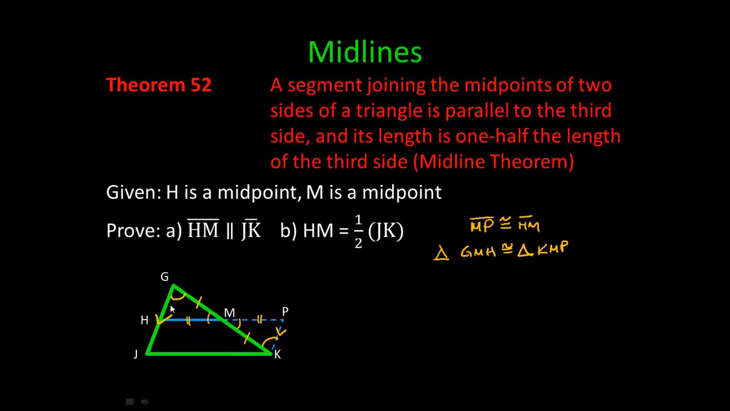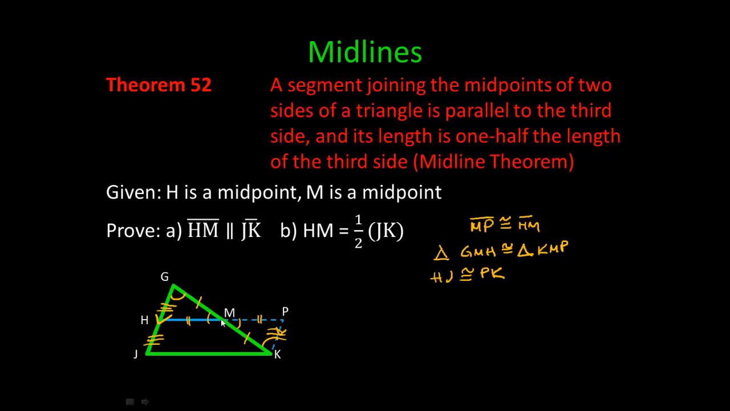We can also say that GH is congruent to PK by CPCTC. And then by the transitive property, we can say that because H is a midpoint, remember, and if this is congruent to this, and so is that, so HJ is congruent to PK. So now we've got these two that are parallel and congruent, which means that HPKJ is a parallelogram. And if HPKJ is a parallelogram, that means that HP and JK are congruent also.